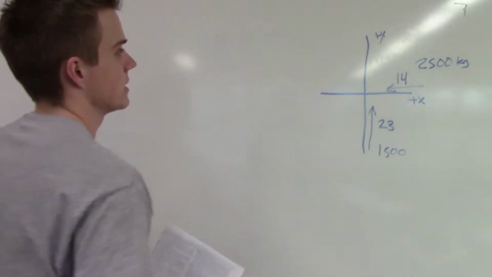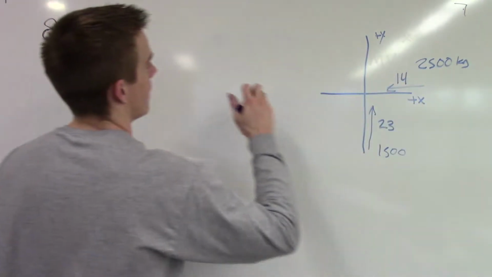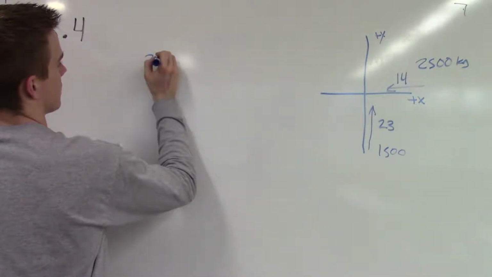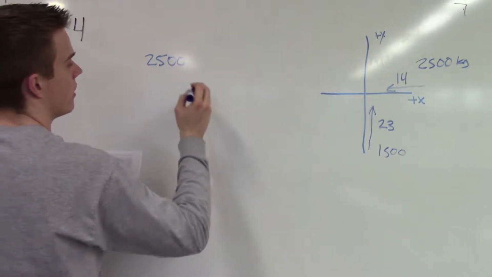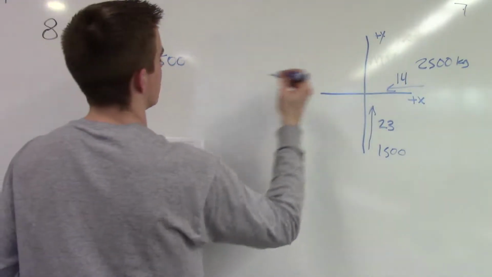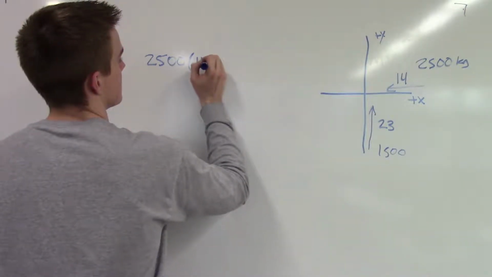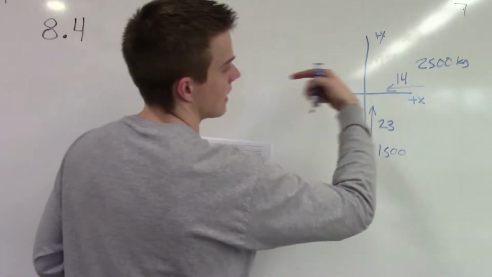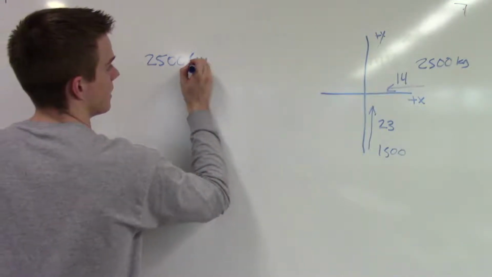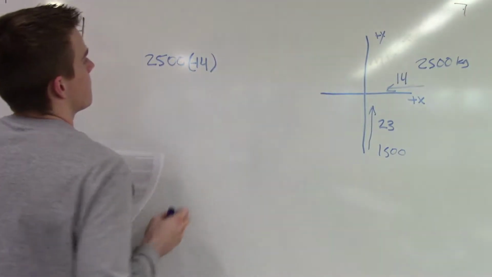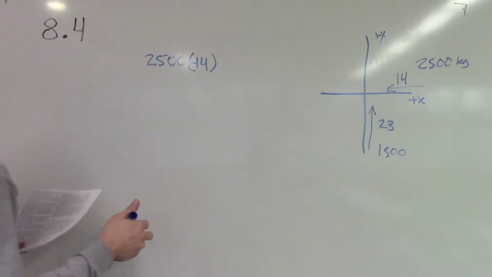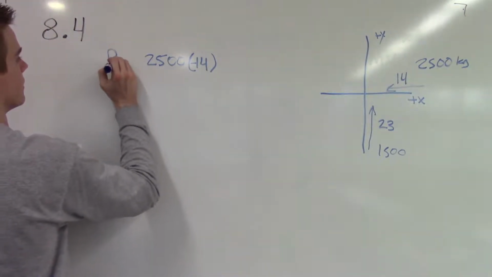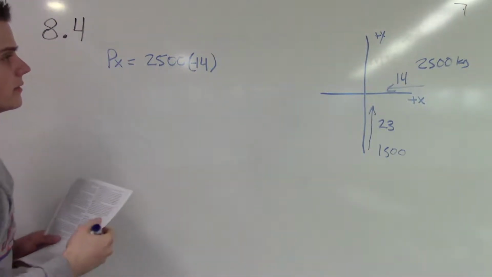So what we're going to do is take this number and multiply it by that. So we'll get mass 1 times velocity 1. But since it's in the negative x direction, we're going to make it a negative 14. And that's going to be the x component for the momentum.